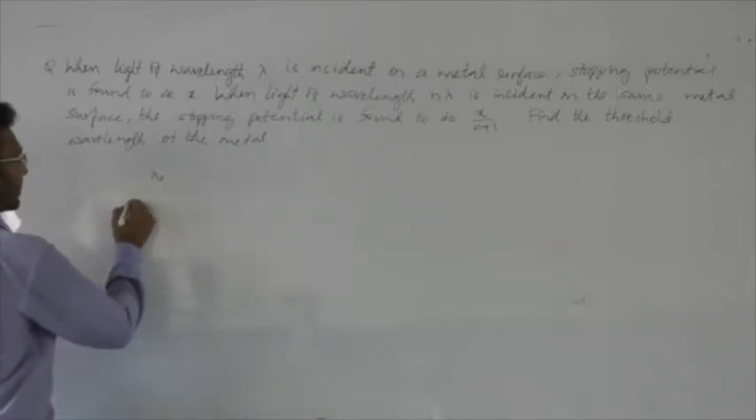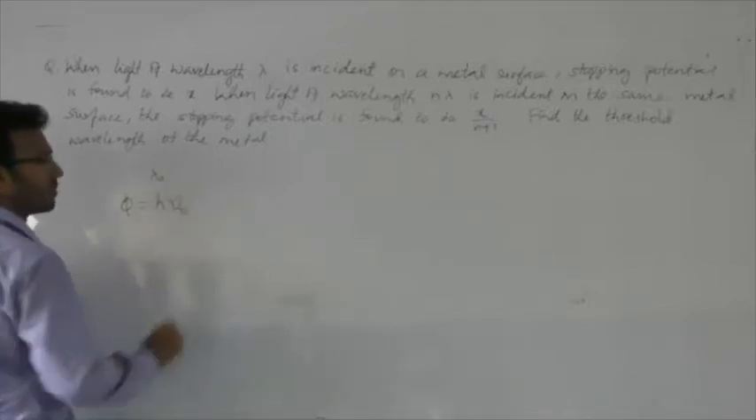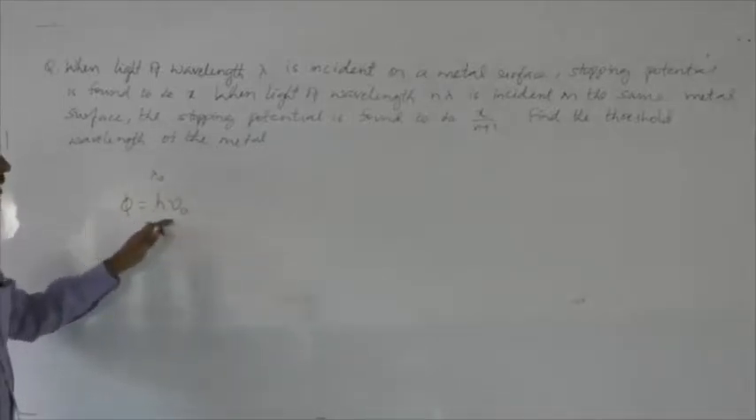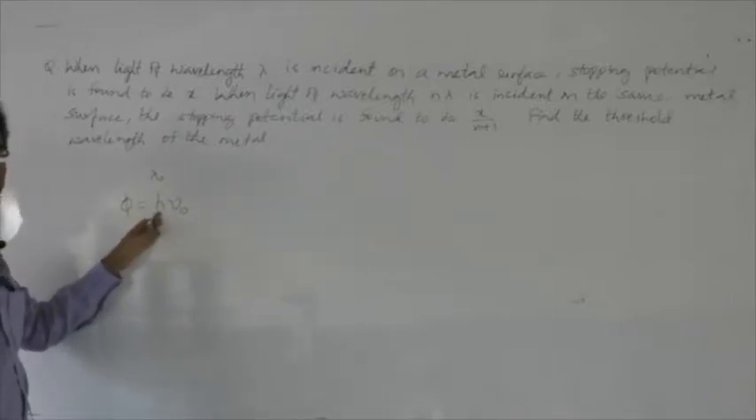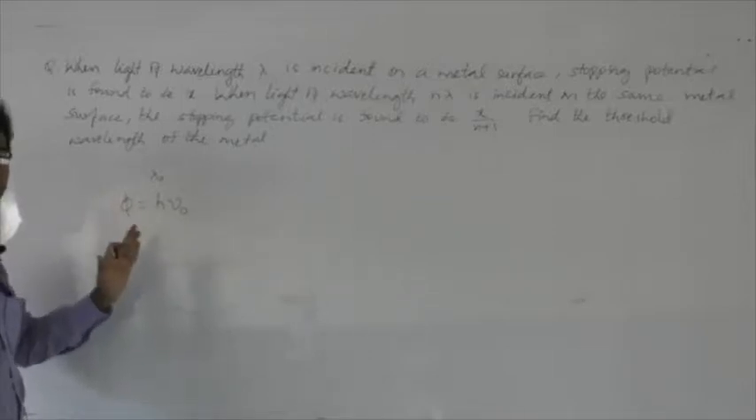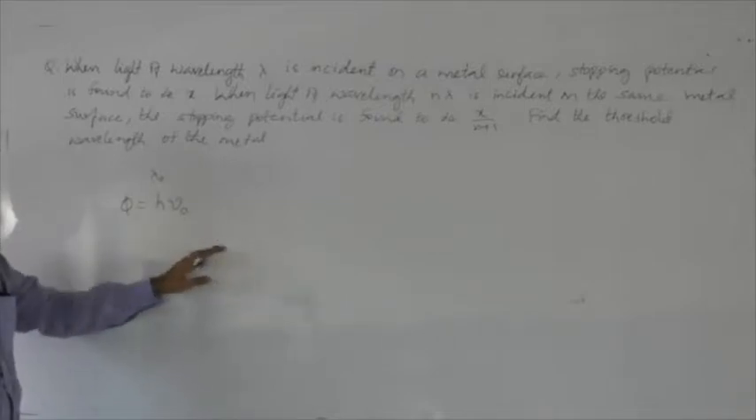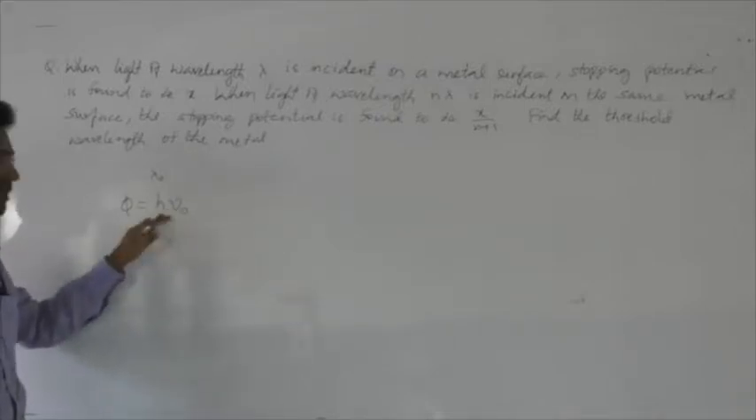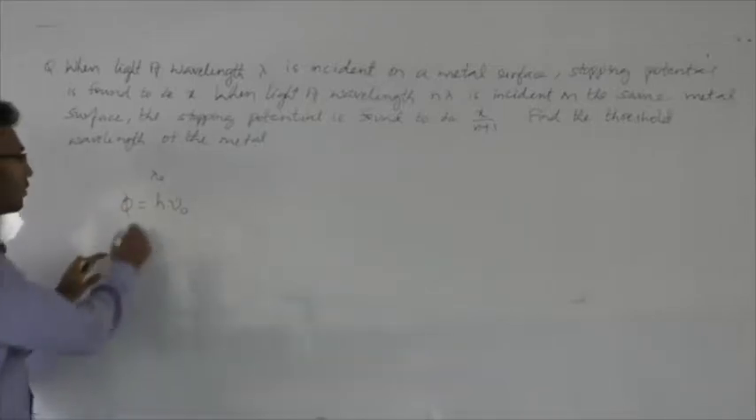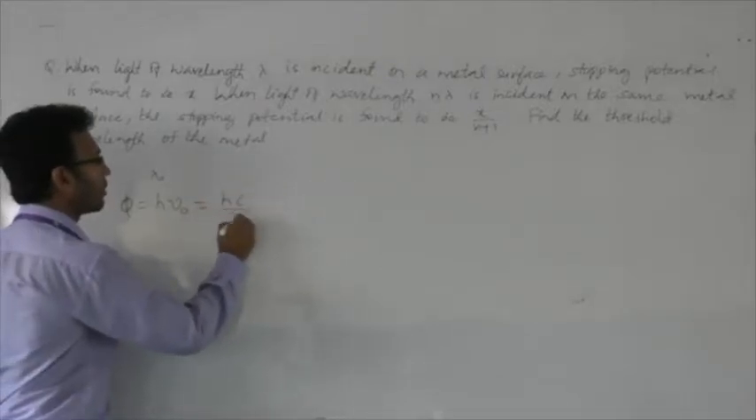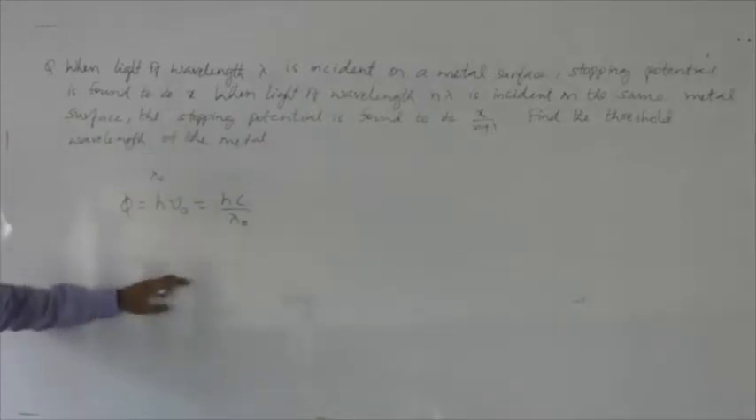If you remember from my previous lectures, the work function is given by h nu naught. Because if the incident light frequency is nu naught, the threshold frequency, then it will be just sufficient to take the electron out of the metal. The kinetic energy will be 0 for that electron. The electron just comes out of the metal surface. So that is equal to the work function, the minimum energy required to take the electron out. So phi equals hc by lambda naught, right? We are supposed to find this threshold wavelength for this question.